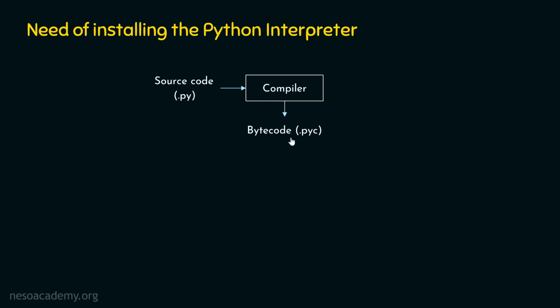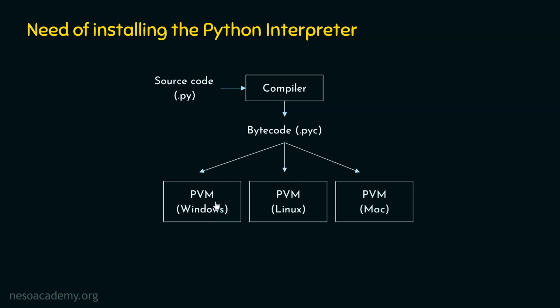We can run this intermediate code on any machine. It can be Windows, Linux or Mac. But the only condition is that we need to install PVM on these machines. PVM stands for Python Virtual Machine, and Python interpreter is part of PVM. So PVM could be thought of as a complete package which is capable of running bytecode and converting it to machine code on the fly. This is what we have learned in the last lecture.